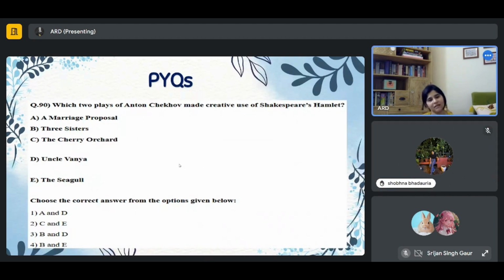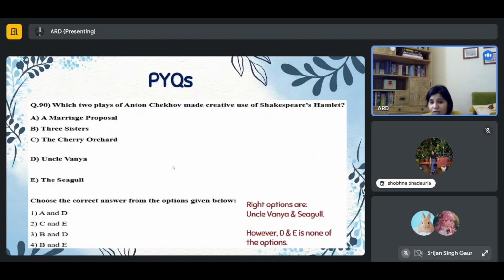Yes, D. Uncle Vanya. And one more, The Seagull. Don't go by the options. इन्होंने options गलत दिए हैं. This question was dropped. ठीक है? So the right option is D and E. But D and E कहीं है ही नहीं option में in collaboration. So D and E is none of the options. So the question was dropped. But the right option is Uncle Vanya and The Seagull.